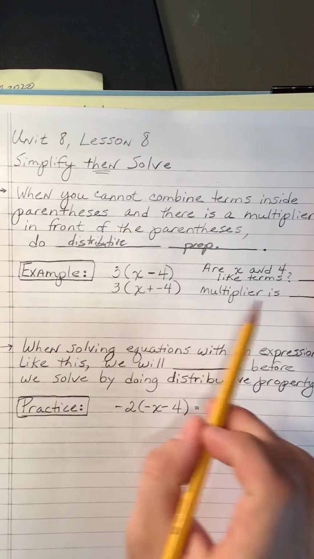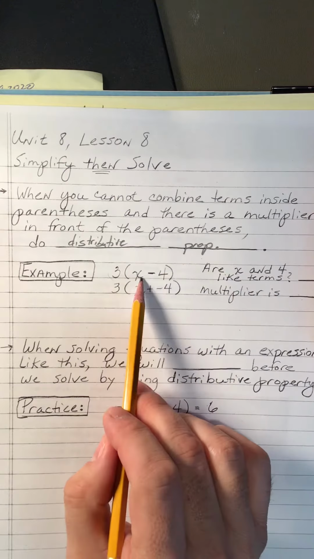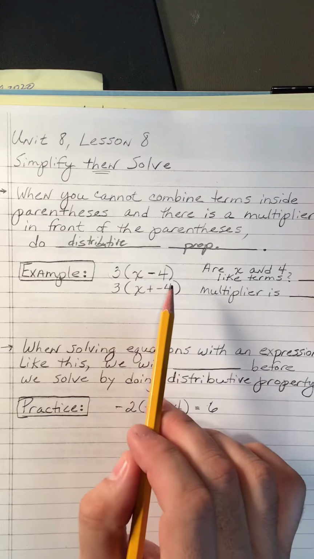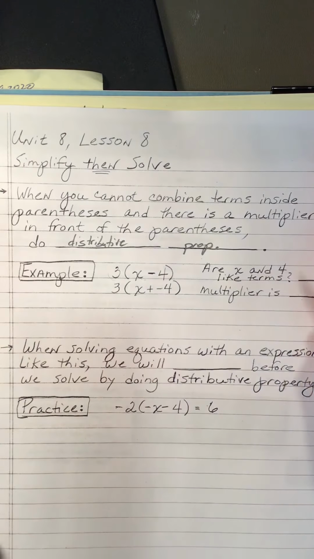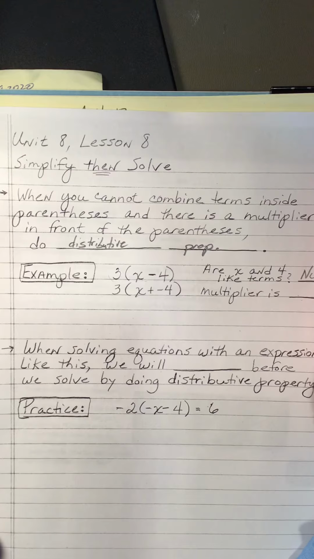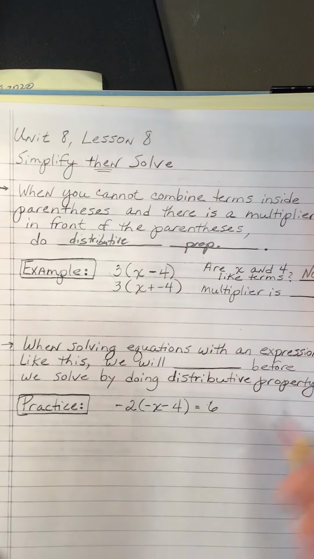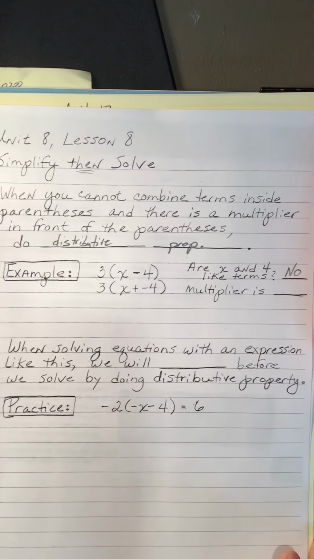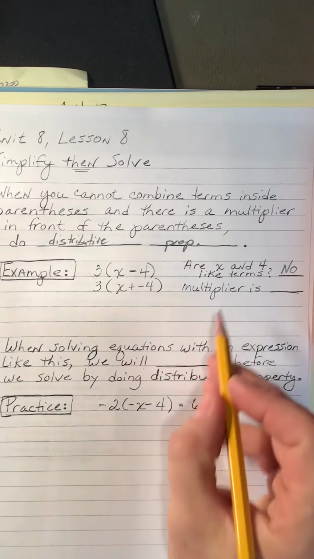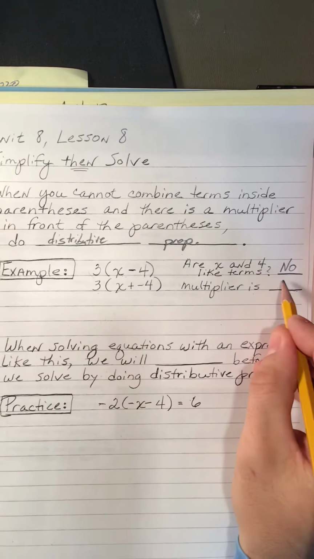So here's an example. Are x and 4 like terms? Do they both have an x, or are they both whole numbers? They are not. So are they like terms? They are not. So we're going to write no there. They are not the same. We cannot combine them. What's the multiplier out front? I have a 3 out front.